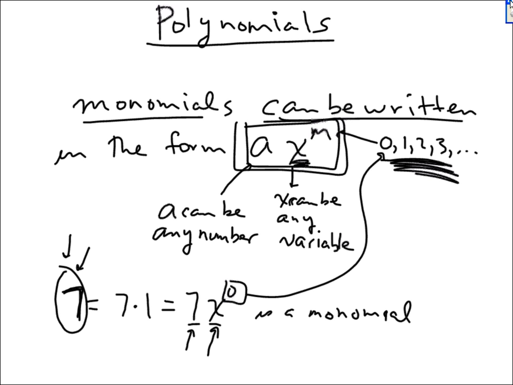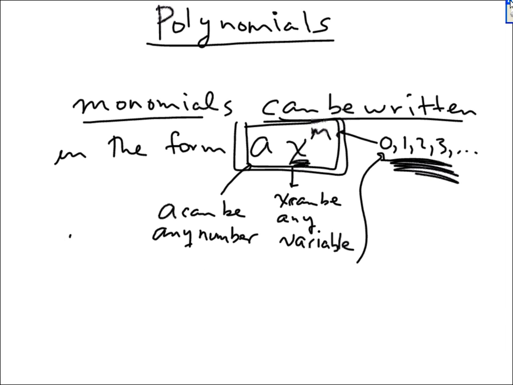Now, there was nothing special about 7. It could have been 17. 17 is equal to 17 times x to the 0, which is 17 times 1. Here's my number, here's my variable, here is an allowable exponent. Or if you like k instead, 17 times k to the 0, which is 17 times 1, is 17. That is a monomial.